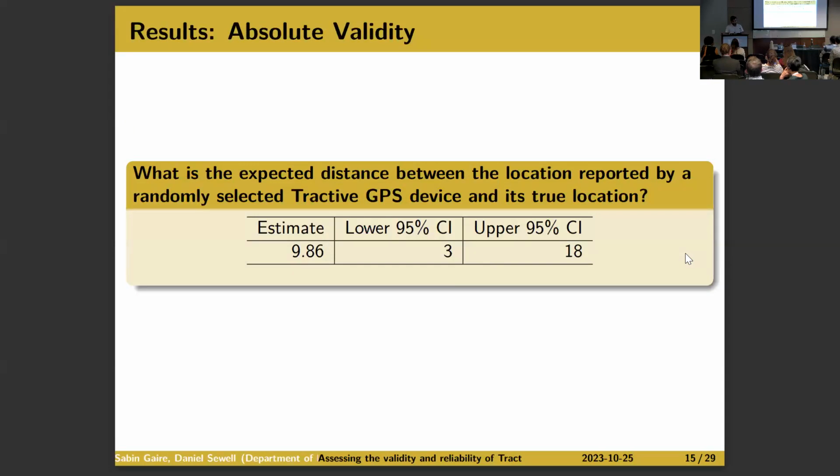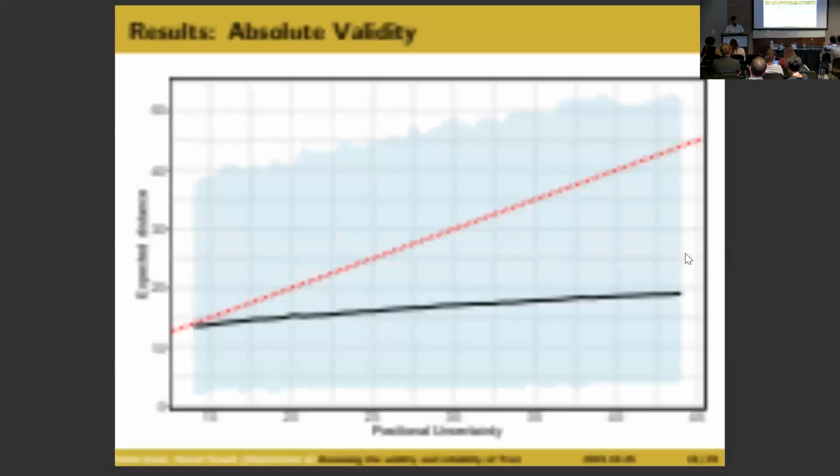So for the results, for absolute validity, the expected distance we observed was 9.86, with a credible interval of 3 to 18. I think we were quite positive with this, because the positional uncertainty we were seeing was quite high, like 10, 20, 30, 40, 50 meters. To see an average of around 9, we were pretty confident with this.